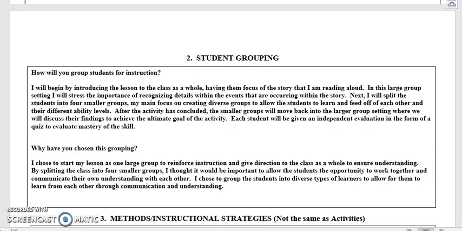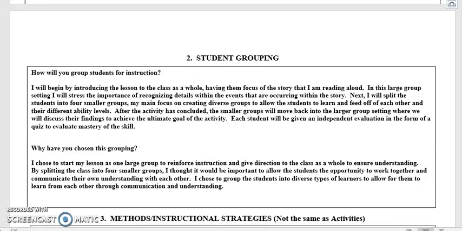Next, I will split the students into 4 smaller groups, my main focus on creating diverse groups to allow the students to learn and feed off of each other and their different ability levels. After the activity has concluded, the smaller groups will move back into the larger group setting, where we will discuss their findings to achieve the ultimate goal of the activity. Each student will be given an independent evaluation in the form of a quiz to evaluate mastery of the skill.